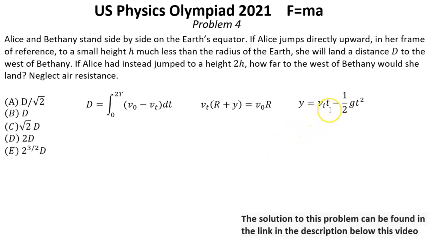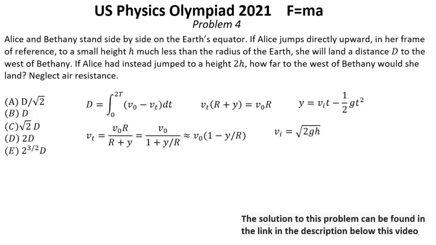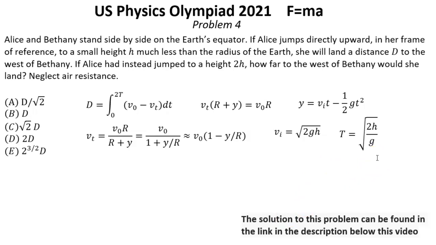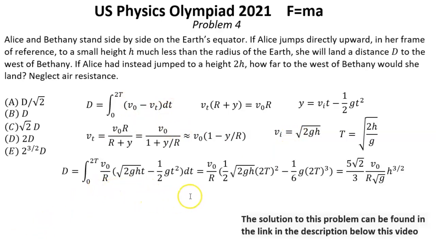y could be found from the formula: initial vertical velocity multiplied by time minus 1/2 g t squared. And now Vt equals V0 R over R plus y. Here we can use that y over R is very small, so approximately we have Vt equals V0 times (1 minus y over big R). Initial vertical velocity we can find from the formula Vi equals the square root of 2gh, and the total time big T to jump from 0 to height h equals the square root of 2h over g. Now we can put all these expressions into our integral and find that distance big D equals this expression.